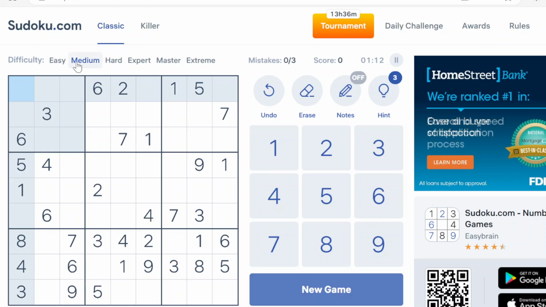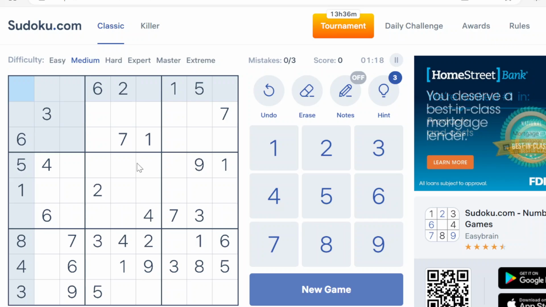And I chose medium difficulty, and I was actually just introduced to this game like day before yesterday, so I'm not particularly good at it. I'm like a beginner. But yeah, I'll try to do this one.